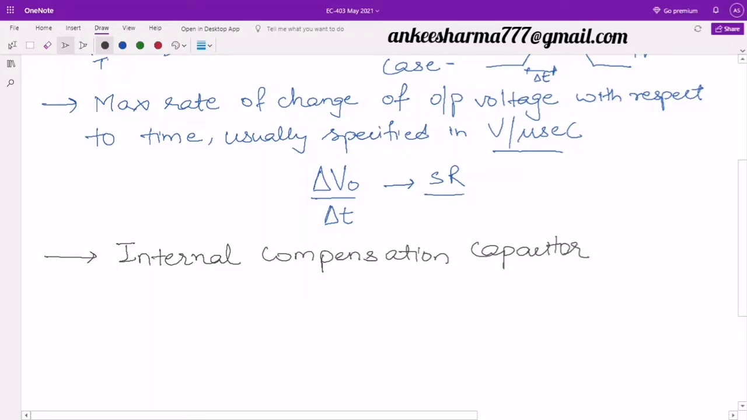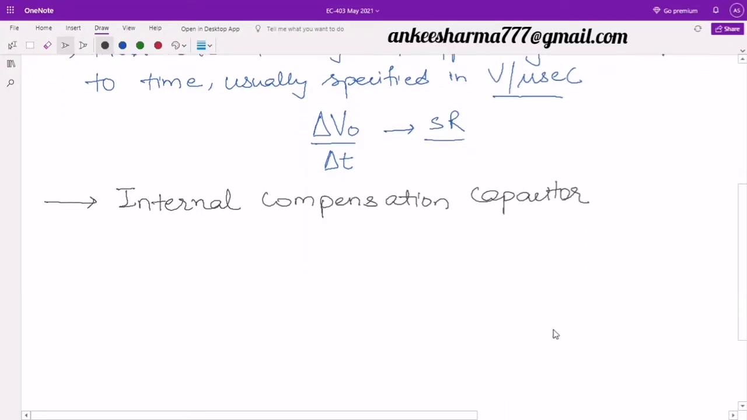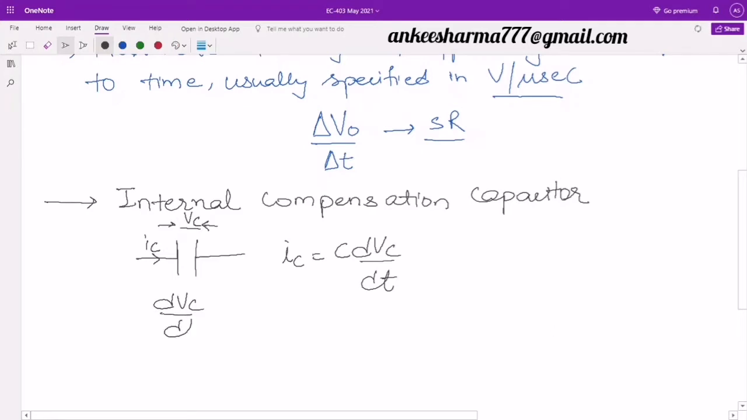Now what is this internal compensation capacitor? It is simply a capacitor through which a current will be allowed to pass, let this current be IC, and we know this IC is given in the case of a capacitor as C dVc by dt. It means whatever the voltage that is being applied across these two plates, if I assume this to be Vc, then definitely dVc by dt multiplied with the capacitance will give me the value of the current. Or in the other way, I can say that dVc by dt will be equal to IC by C.